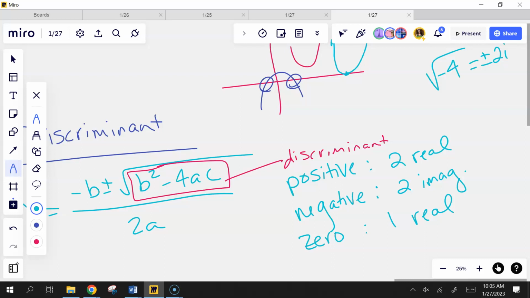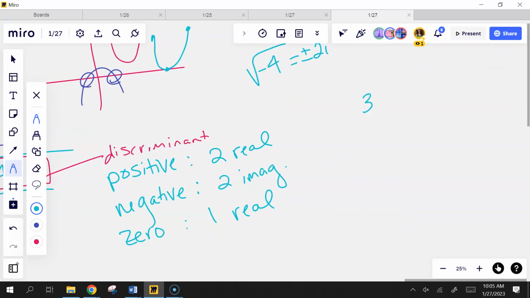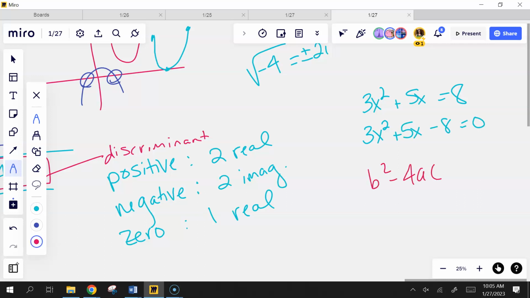since you've got your homework out anyway, look at number 7. Number 7 is 3x squared plus 5x equals 8. If I said use the discriminant to tell me the number and types of solutions, I'm going to make it equal 0. And all I'm going to do is just the part that's under the radical. Does that make sense? So 25 minus 4 times 3 times negative 8.